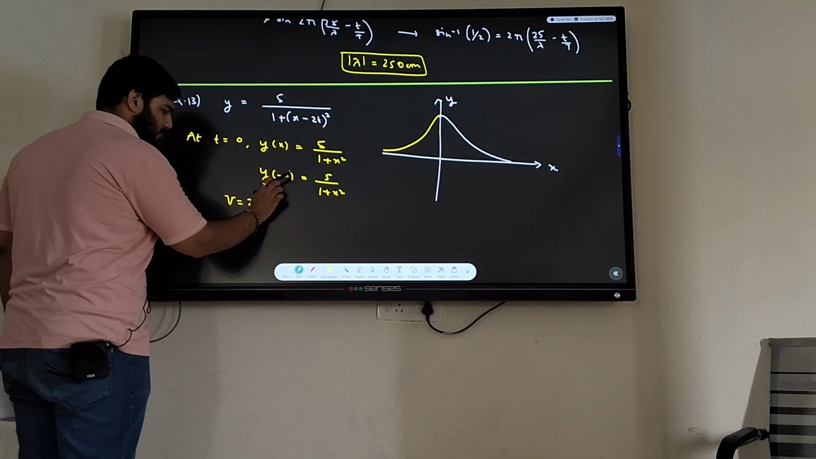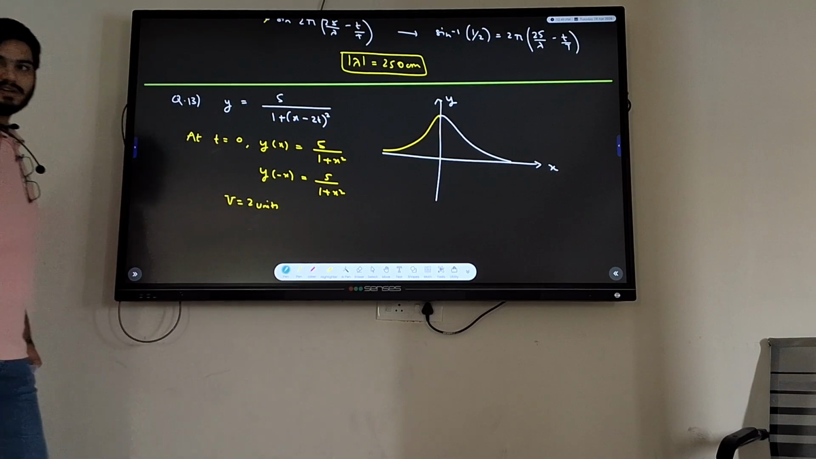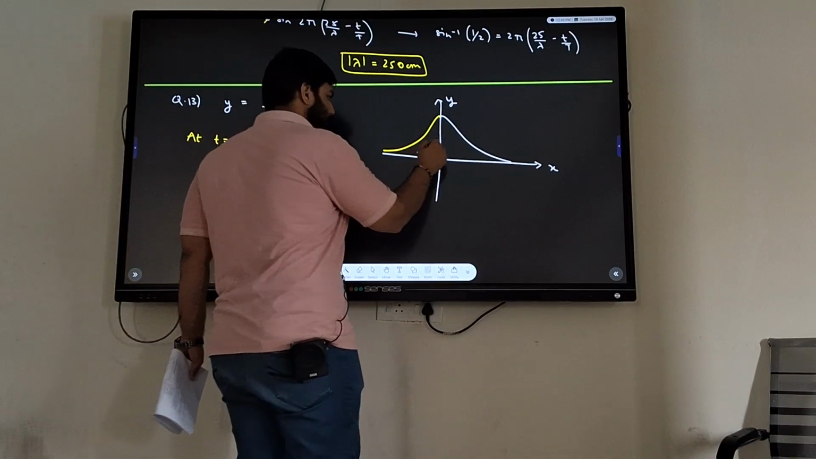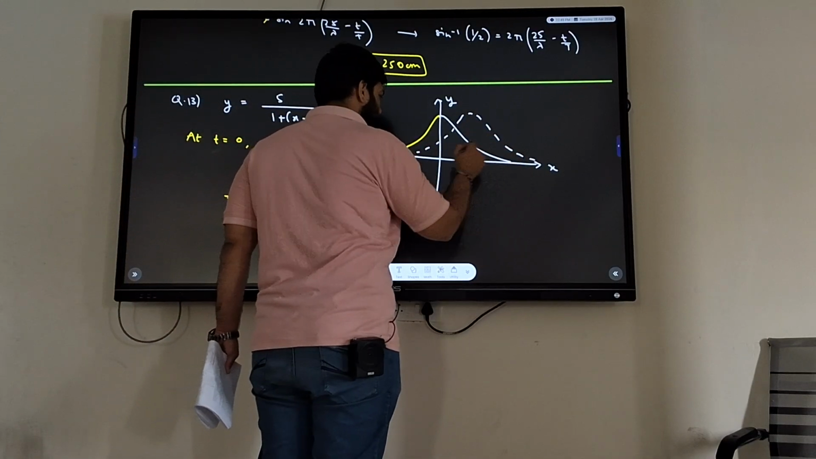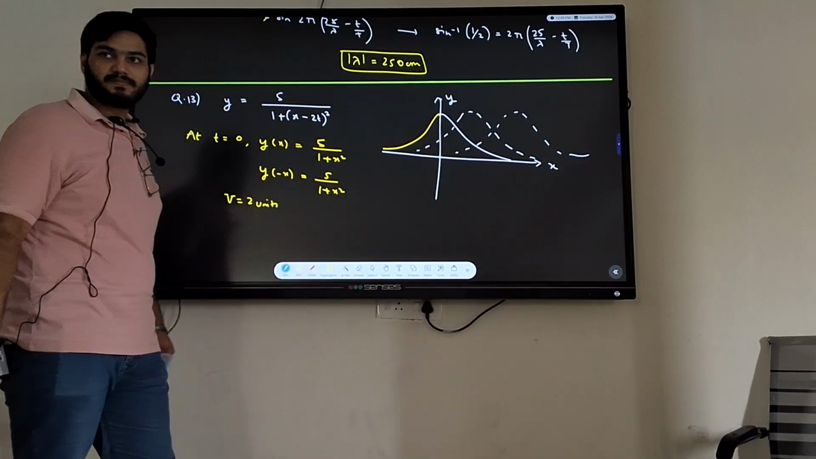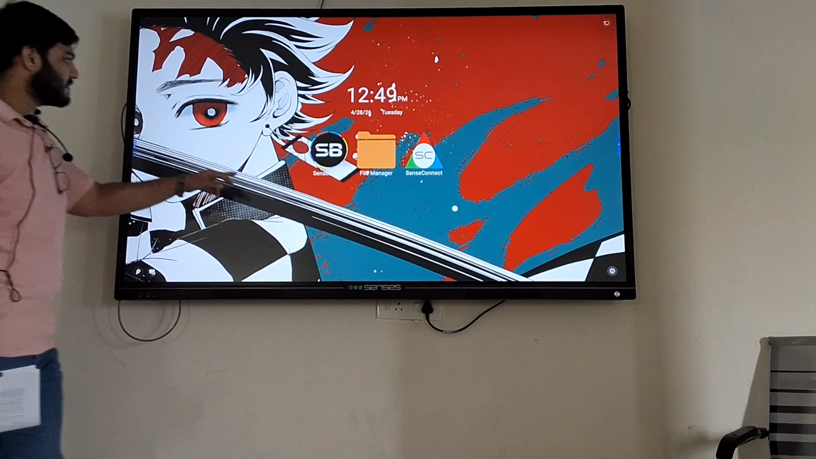So your velocity is 2 meters per second, or maybe 2 units, whatever. I think it's given in CGS units. So the wave will move like this, and will keep on moving like this as time passes. And if you have doubt in it, then let me show you also.